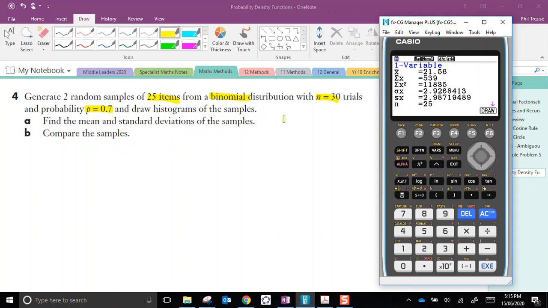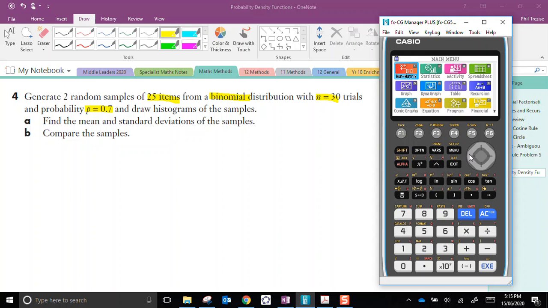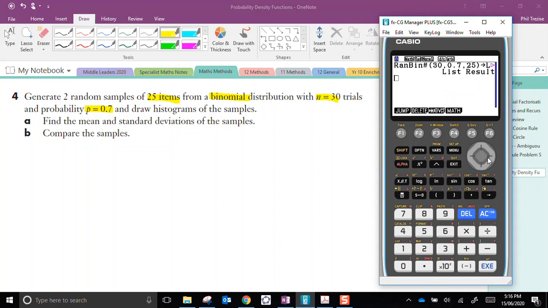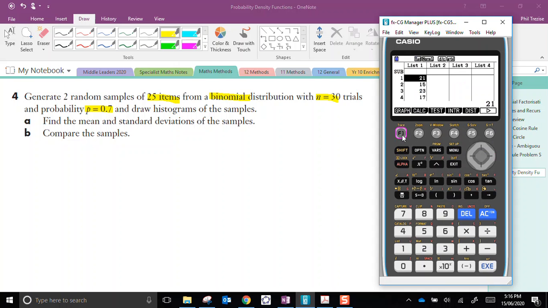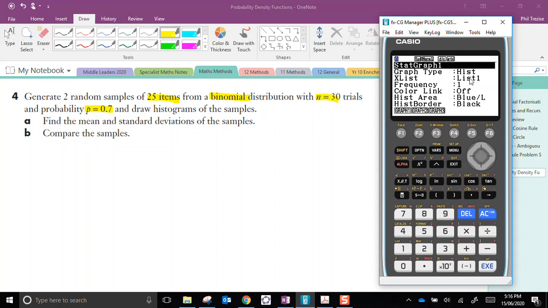Now I'm supposed to do this twice and compare the samples. So to do that a second time, I would literally go back to my main menu. I would simply repeat that calculation. There's the new list. And now I would go to my stats app, do the graph again. Yep, histogram using list 1.